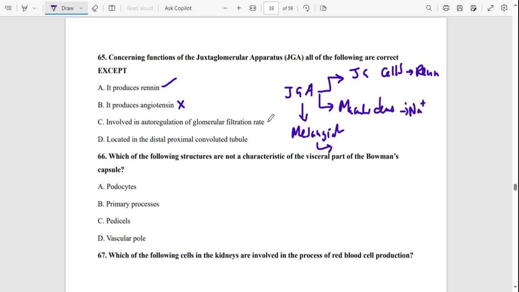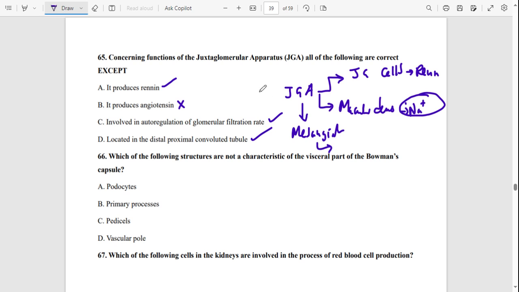Involved in autoregulation of glomerular filtration rate. This is also correct. That's what we're talking about, the sodium reabsorption in case the glomerular filtration rate is not okay. Located in the distal convoluted tubule.